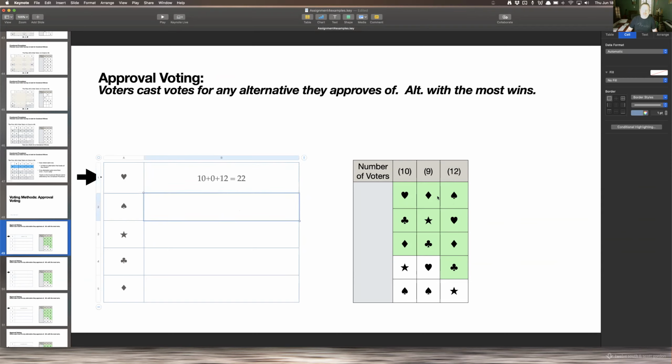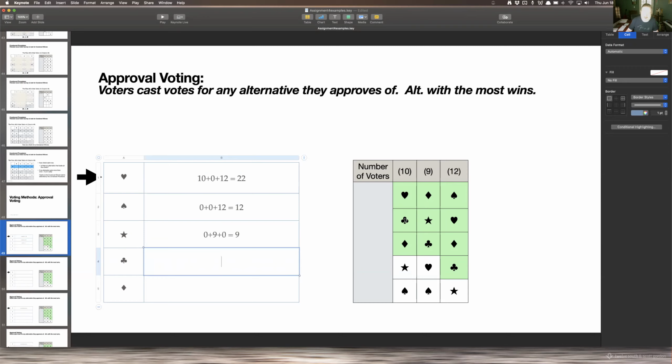What about spades? Spades gets 0 from the first group. It gets 0 again from the second group. It's below the approval threshold. And it gets 12 from the top group. So total of 12. Stars gets 0 from the first group, right here. It gets 9 from the second group, and it gets 0 from the third group for a total of 9.